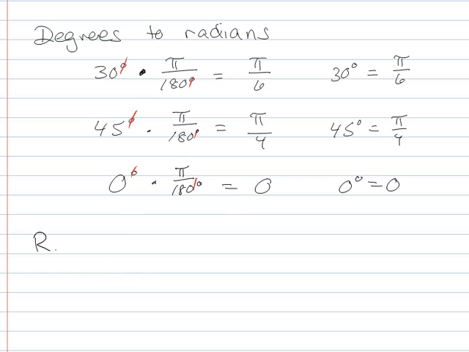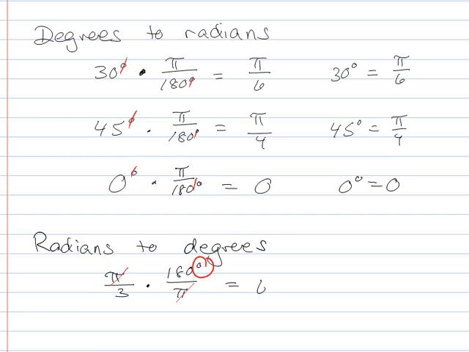Now, going backwards from radians to degrees, again, you can think about it as a conversion. So if I have pi over 3 radians, I want my final answer to be in degrees. So that means the degrees need to go on top, because I want my final answer in degrees. In this case, the pi's accidentally cancel out, but they don't have to. And that's going to give me 60 degrees.